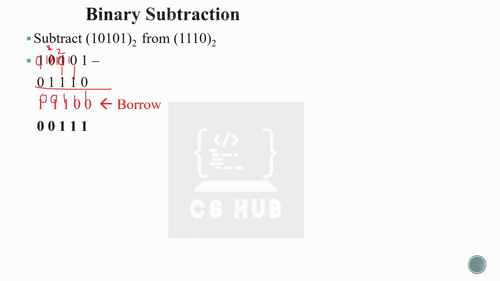0, 0, 1, 1, 1. Okay, our borrow bits are, first case, 2 zeros. I will erase all the ink. You can clearly watch that borrow.